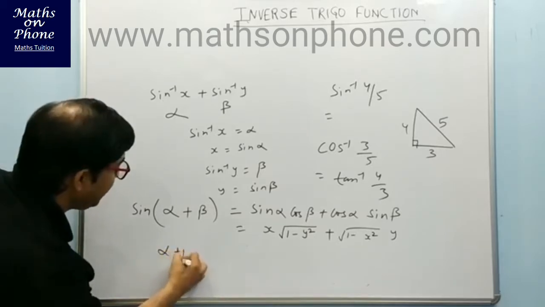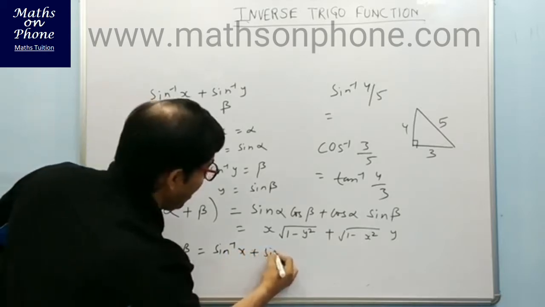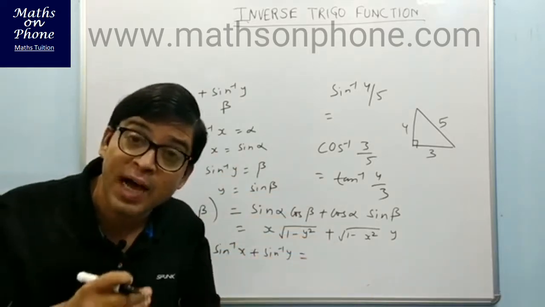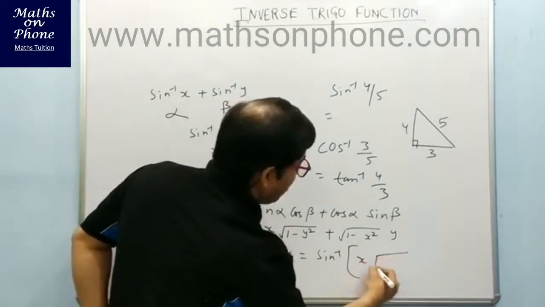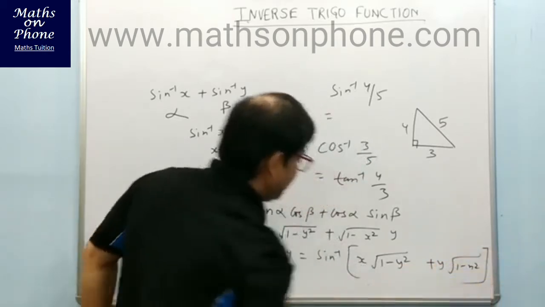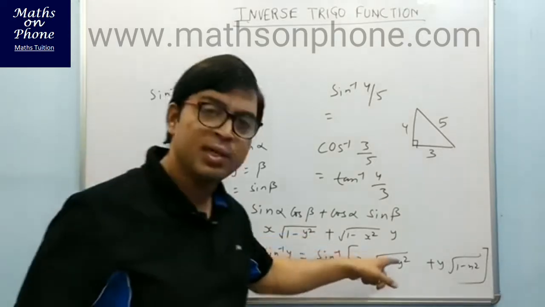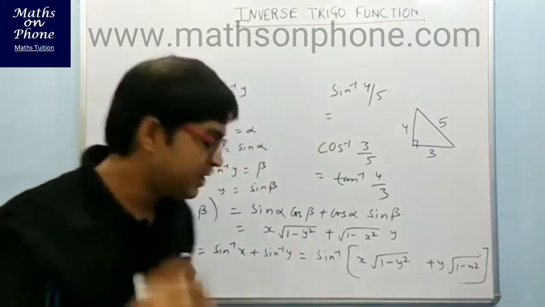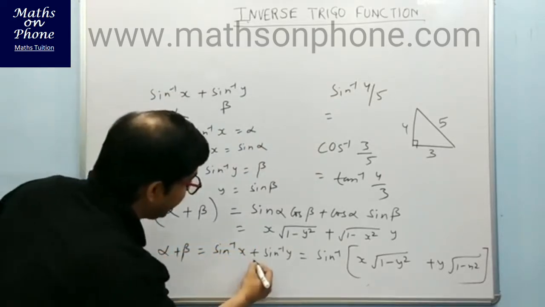I need to find the value of alpha plus beta. So alpha plus beta, what is that? That is actually sine inverse x plus sine inverse y. I am taking this sine to that side, so it will become sine inverse. So this is sine inverse of x under root 1 minus y square plus y under root 1 minus x square. Very easy to remember. So what is the formula for sine inverse x plus sine inverse y? It is sine inverse of x into under root 1 minus y square plus y into under root 1 minus x square.